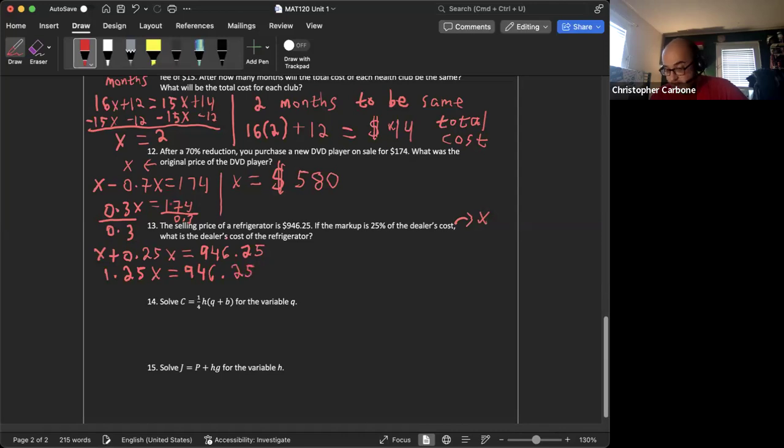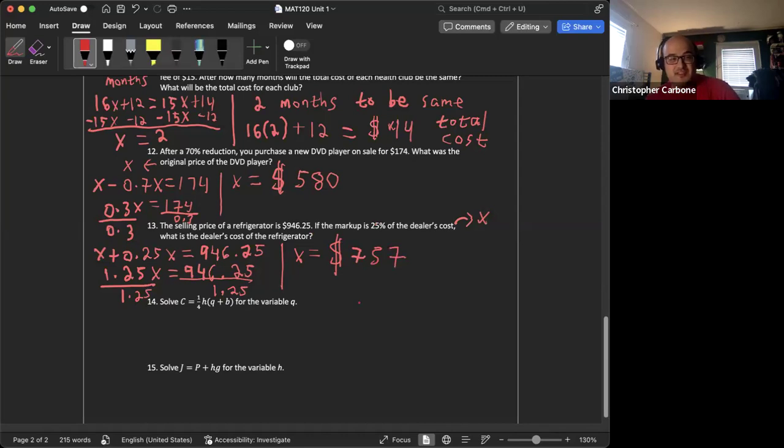So for this, we're going to divide by that 1.25 from both sides. Then x is going to be whatever $946.25 divided by 1.25 is, and in this case this would be $757. So quite a markup from that.